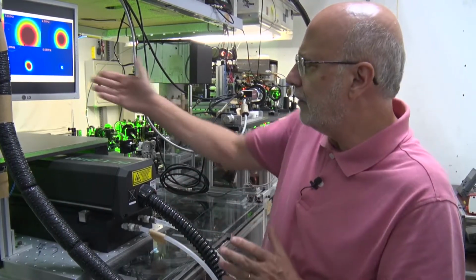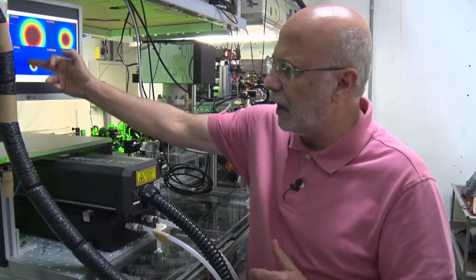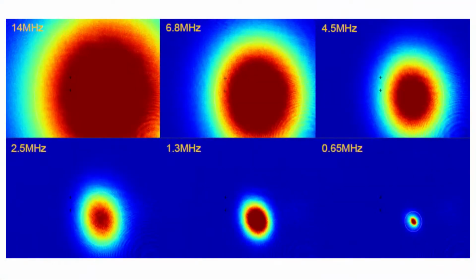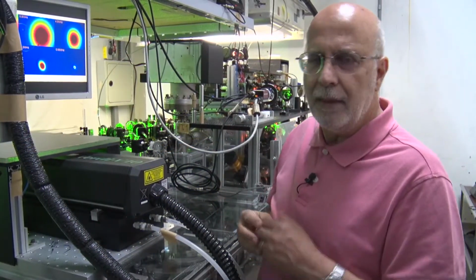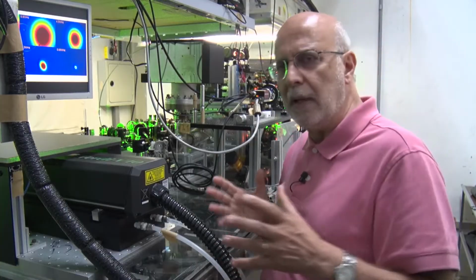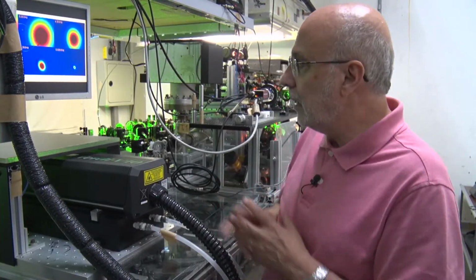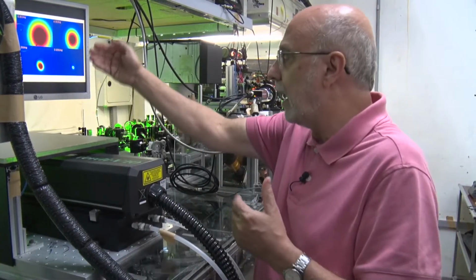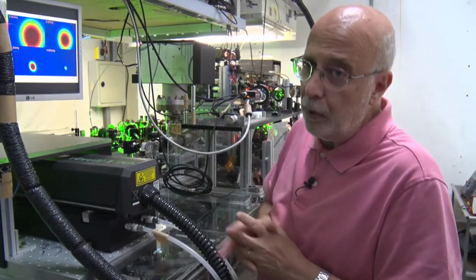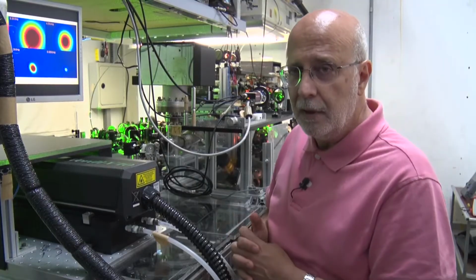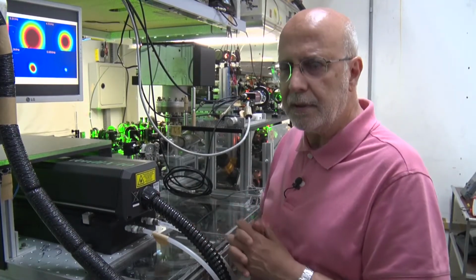But normally we have, as you can see here, a yellow surrounding and then a blue surrounding, which are atoms that are cold but not in the condensate. This is what we call the thermal cloud. And if we go even further, down and down and down, maybe we can reach a sample which has almost 100% of the atoms in the condensate.